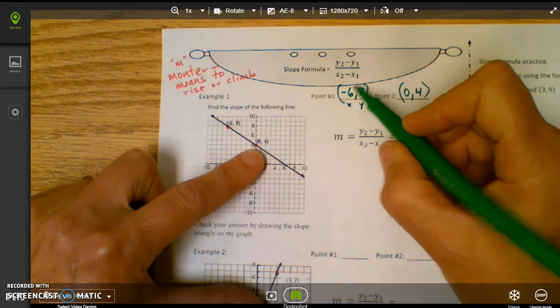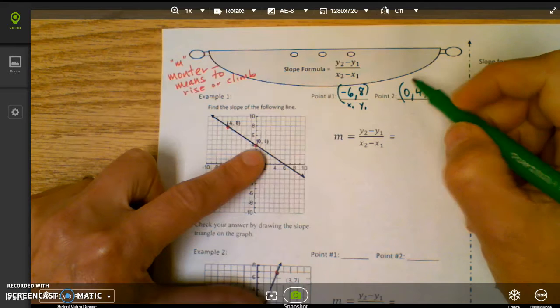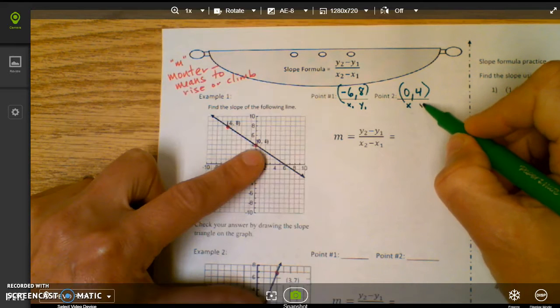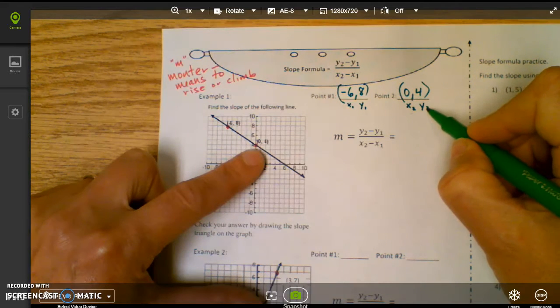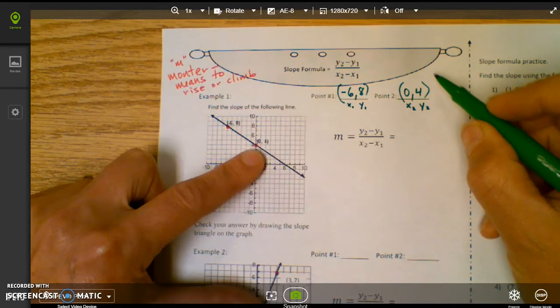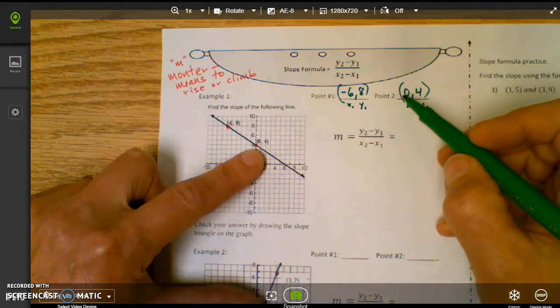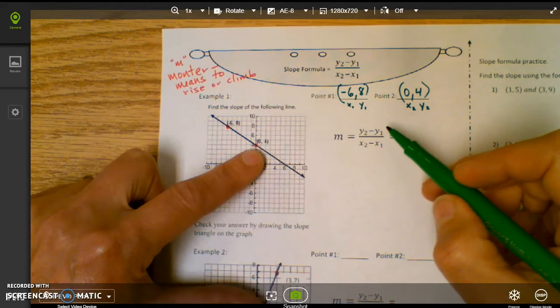Now guys, since this is your first point, I'm going to call this x1, y1. And since this is your second point, which also has x and y values, we're going to call x2, y2. Make sure you draw those little numbers down below, not up above like an exponent would look. Again, these are not exponents. So guys, now that you have your 2 points labeled, we're going to go ahead and use our slope formula.